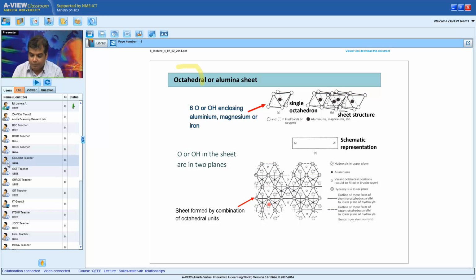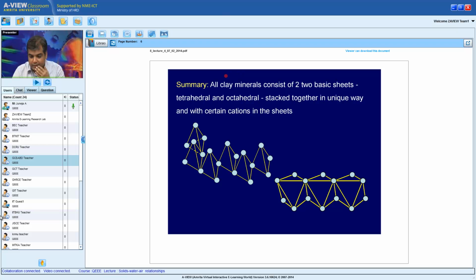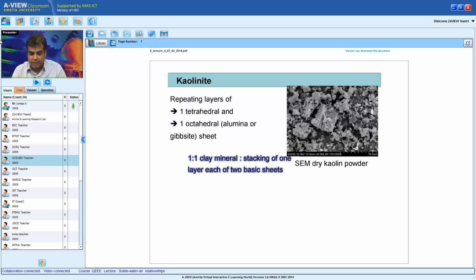That's again how the top view will look. We're not going to sketch this, but for all engineers, we always recommend that you should at least know the schematic representation. To summarize these two, all clay minerals consist of two basic sheets: a tetrahedral, that's four-sided, and an octahedral, which is 8-sided, and they're stacked together in a unique way to make different clay minerals. We'll speak about some of the clay minerals in the next slide.